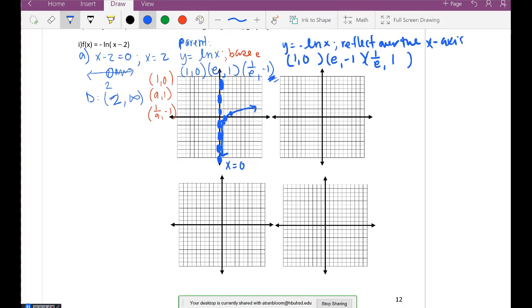Here we go. Plot your dots. Here we go. 1, 0. 2.718-ish is now down here at negative 1. And then 1/3-ish, it's about positive 1, so.